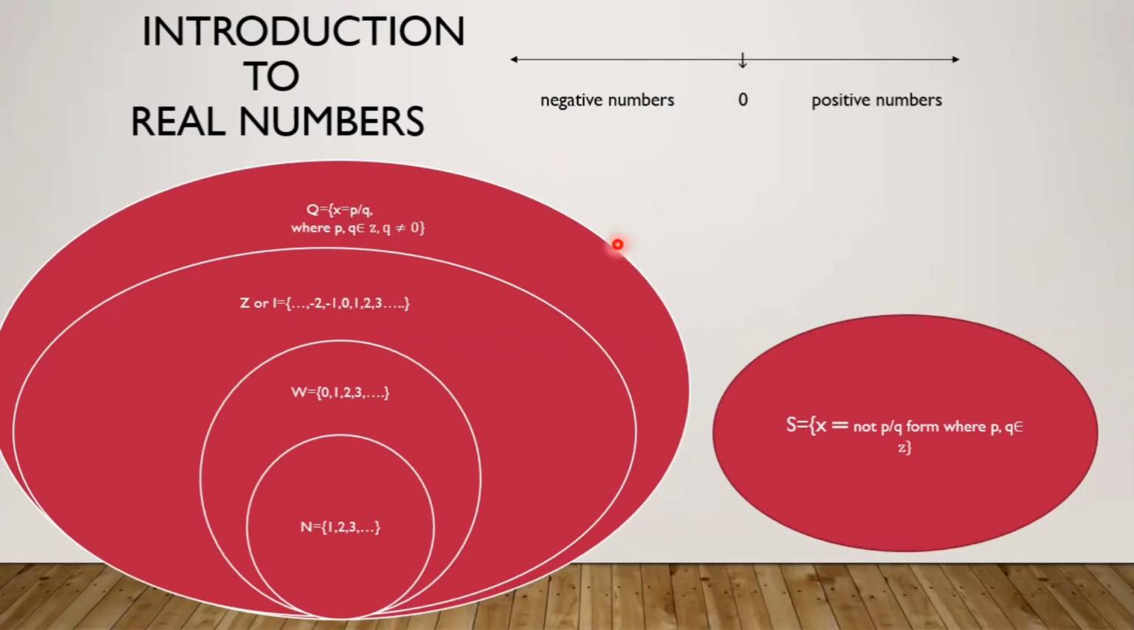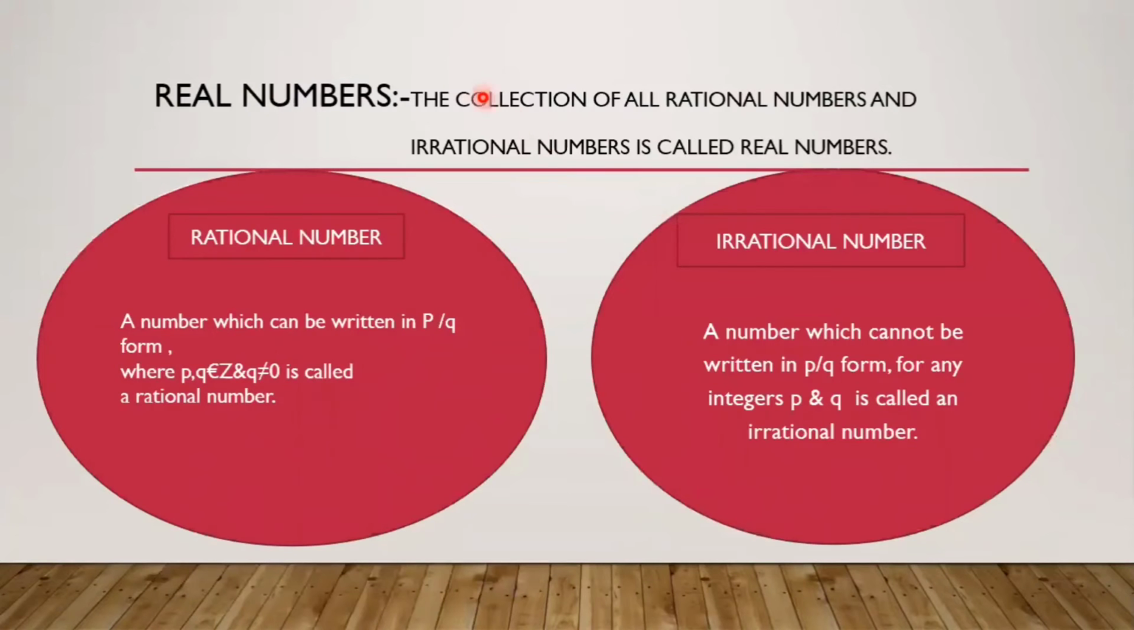There is another definition of the real numbers: the combination of rational numbers and irrational numbers are called real numbers. So the definition of the real numbers is the collection of all rational numbers and irrational numbers. Here is the definition of a rational number. A number which can be written in p by q form, where p, q belong to Z and q is not equal to 0, is called a rational number. A number which cannot be written in p by q form for any integers p and q is called an irrational number. So the combination of these two numbers is called the real numbers.